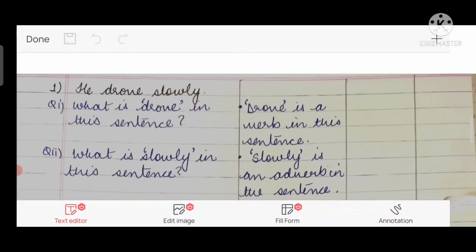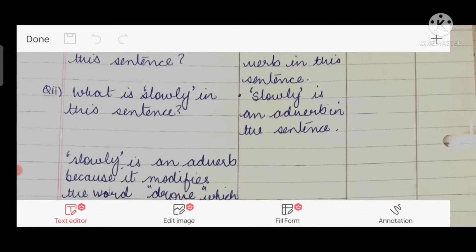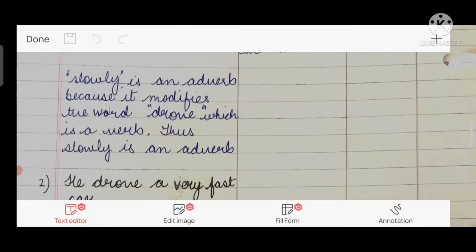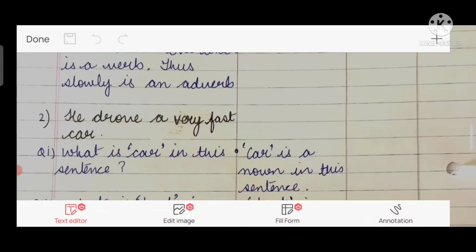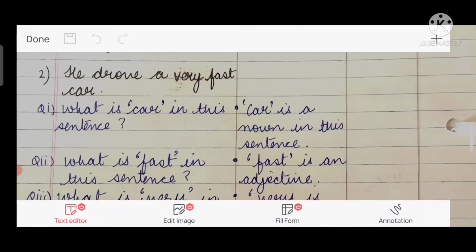First you will write the example and ask some question, okay? He drove slowly. What is drove in this sentence? Student activity. Students are responding, okay? Means in this step you will explain it, all examples, which you will choose.